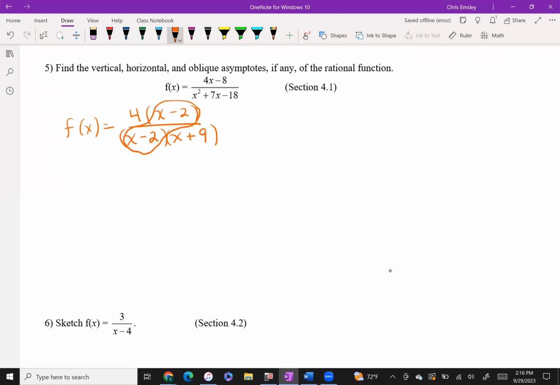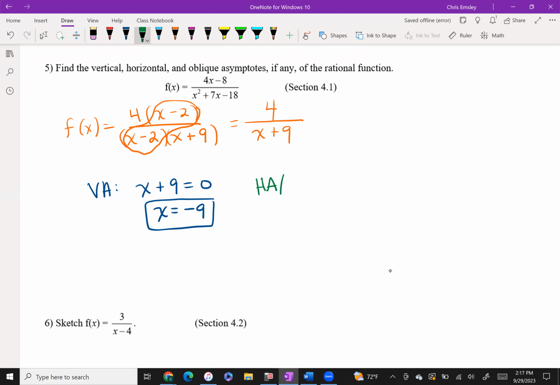So before we find any intercepts, we want to cancel out those common terms and reduce our function. So this is what we want to use for answering our asymptote questions. So vertical asymptote, again, happens where the denominator is 0. Vertical asymptote and domain go hand in hand. So x equals negative 9, there's our vertical asymptote.